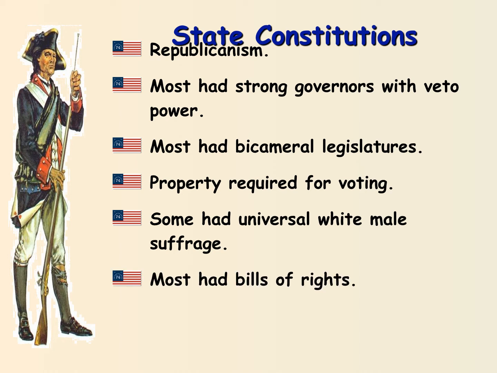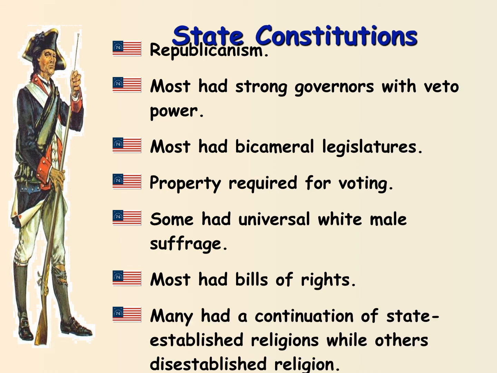Most had a Bill of Rights that protected people's individual rights, which you would learn when you watch Federalist 51, that the Constitution also was promised to have a Bill of Rights. And many had a continuation of state established religions, while others disestablished religion. The United States currently has no established religion. That is in the First Amendment, we have freedom of religion.